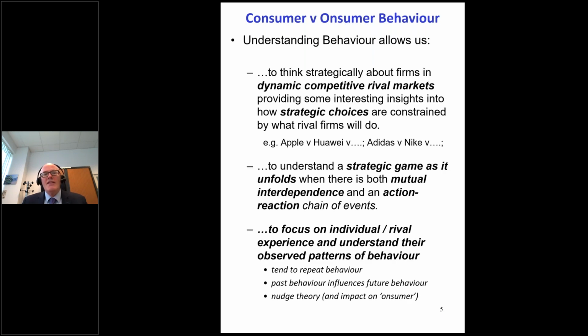So in terms of then understanding this actual behavior, it allows us then to begin to think strategically about firms in dynamic competitive rival markets, okay, where these firms then are making strategic choices. So for example, if you look in the smartphone market, look at the various actions and reactions between, say, Apple and Huawei and Samsung, etc. Look at the sportswear market and look at the actions and reactions between Adidas and Nike and Puma and Under Armour, etc. And then it allows us then to begin to look at strategic games between various players, how those strategic games unfold, looking at the mutual interdependence between the players in that game through an action-reaction chain of events.